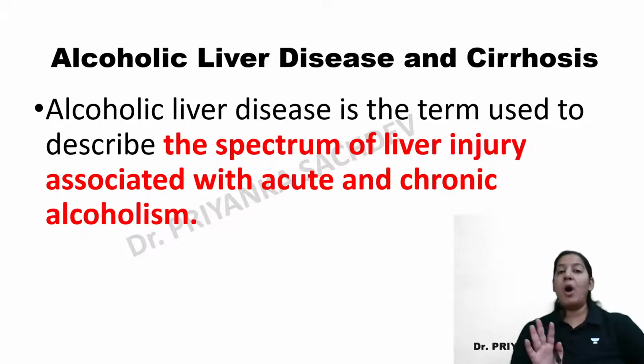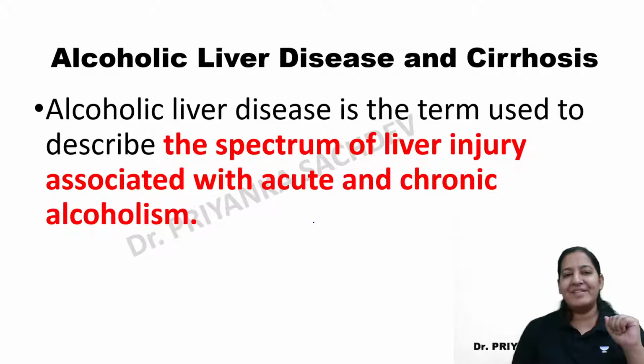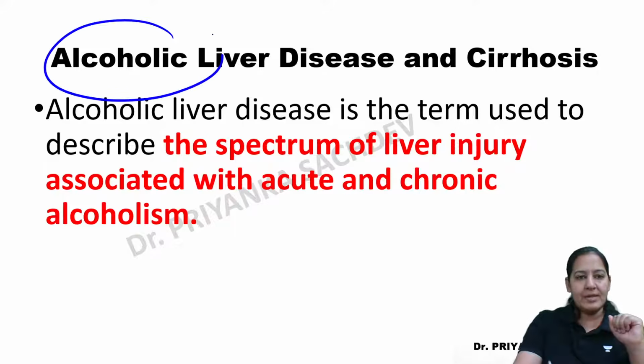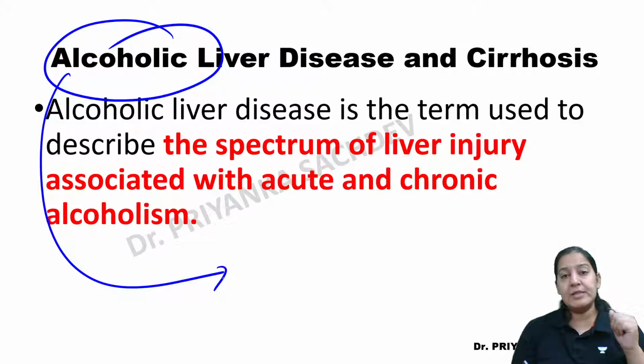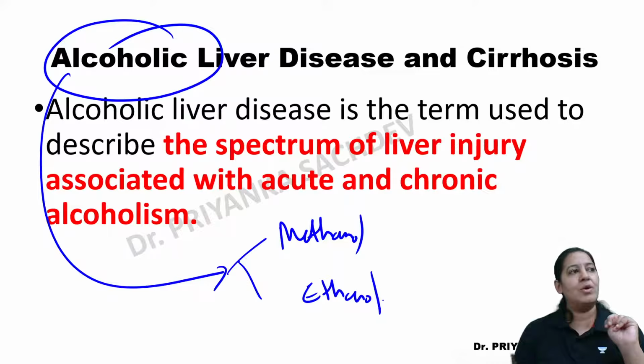So let me teach you alcoholic liver disease. What is alcoholic liver disease? What is alcohol, by the way? Alcohol is a beverage. It is used as a beverage in chronic drinkers, right? There are two types available in the market: methanol and ethanol.